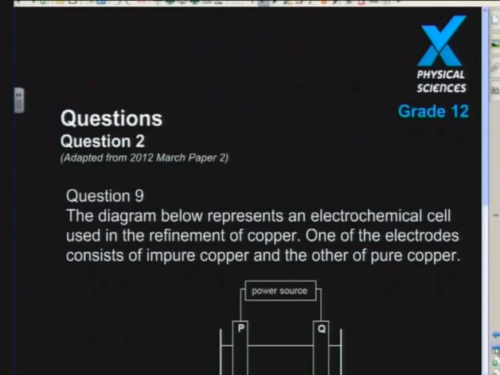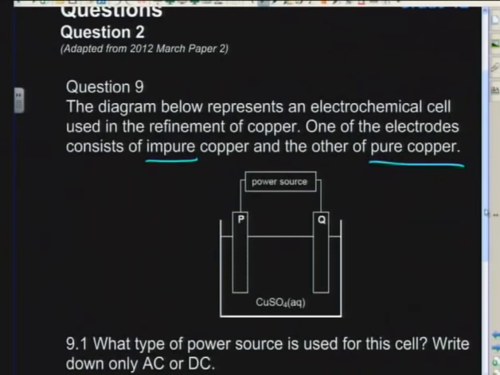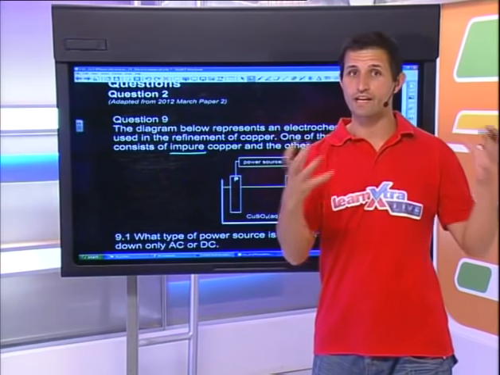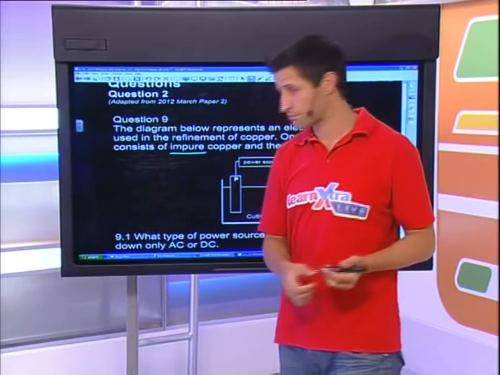It says the diagram below represents an electrochemical cell used in the refinement of copper. One of the electrodes consists of impure copper. So there we go, that's the one that we're trying to get rid of. And the other is pure copper. So we're trying to just get copper at that one electrode. We've got this power source, and we've got to use it to change one electrode into ions. So we've got to dissolve the impure one and make up a new electrode. We've got to manufacture ions at the one, and manufacture metal at the other one.